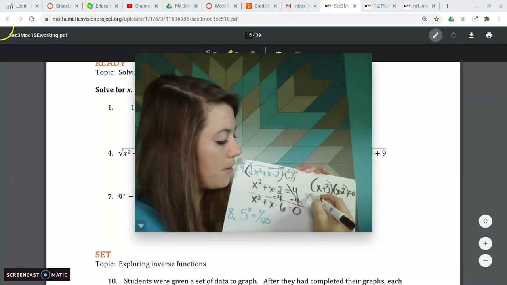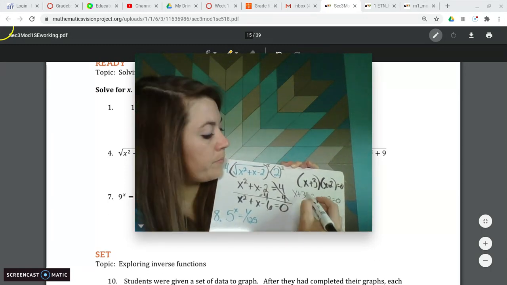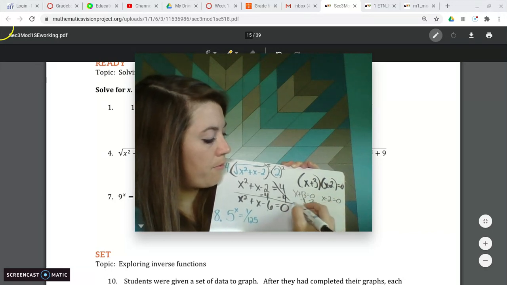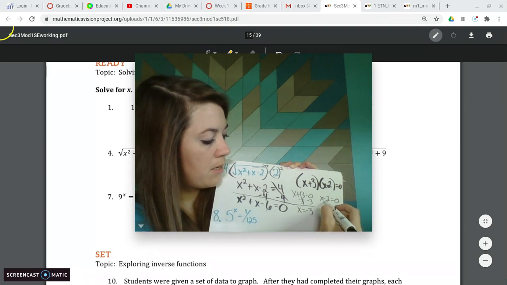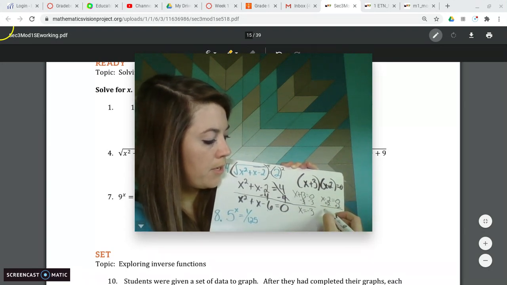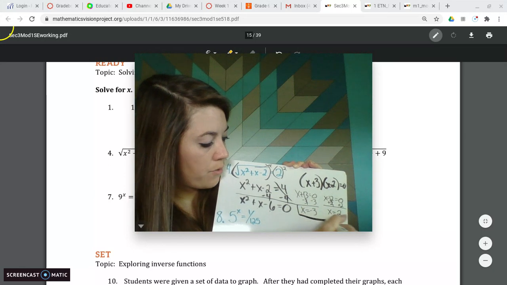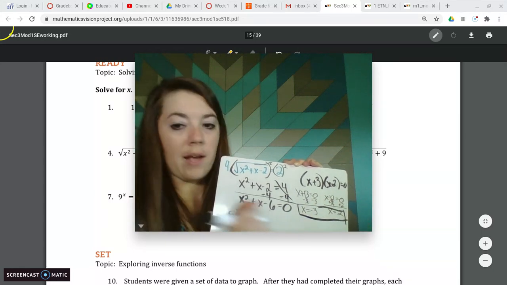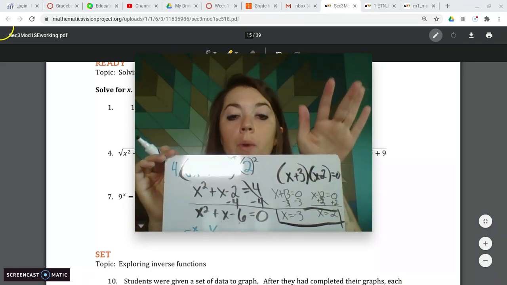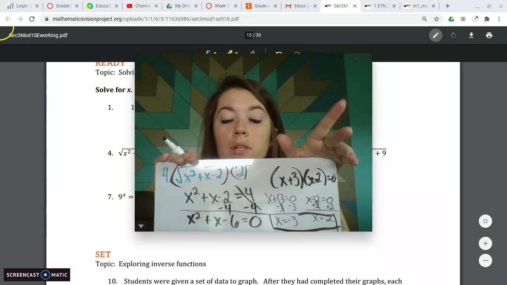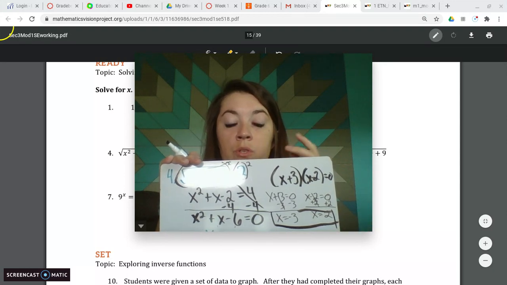Now, we set each of these equal to 0, so x plus 3 equals 0, and x minus 2 equals 0. And then we just solve for x. So we subtract the 3, we end up with x equals negative 3. We add the 2, so we end up with x equals 2. So our two solutions to this problem are x equals 2 and x equals negative 3. Anytime we have a squared in our function, we're going to end up with more than one solution. So just like we have here, we have negative 3 and we have 2. We have two solutions for this.